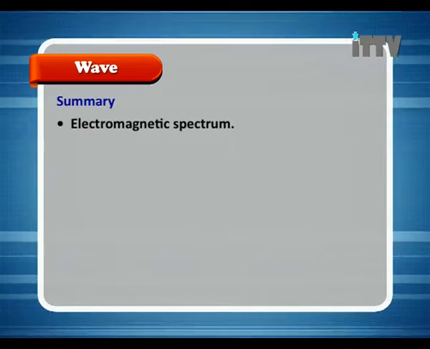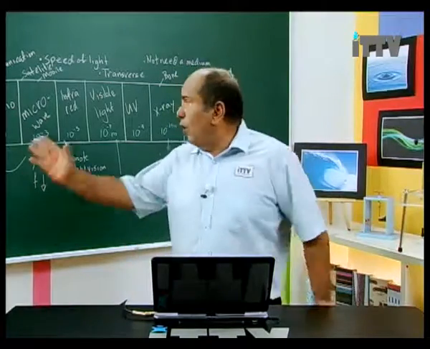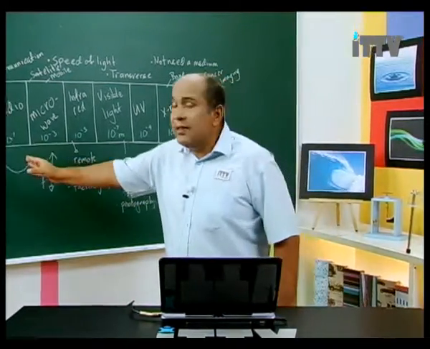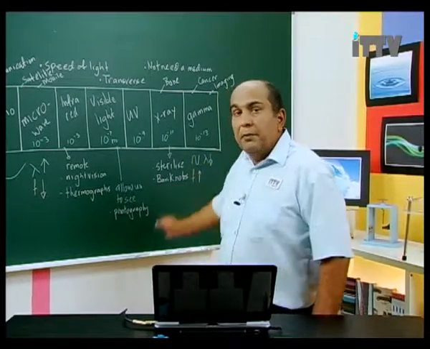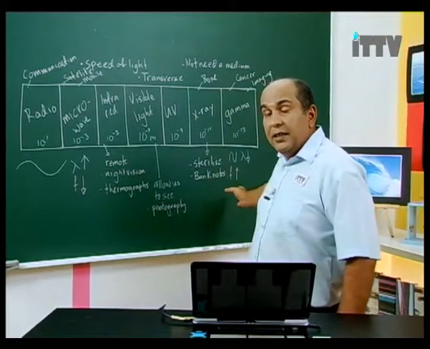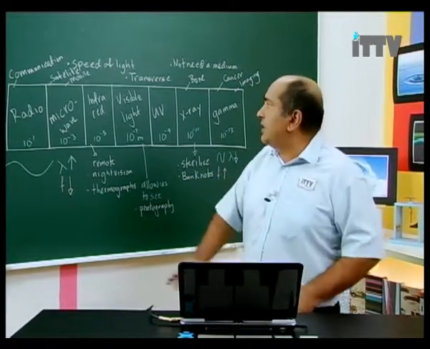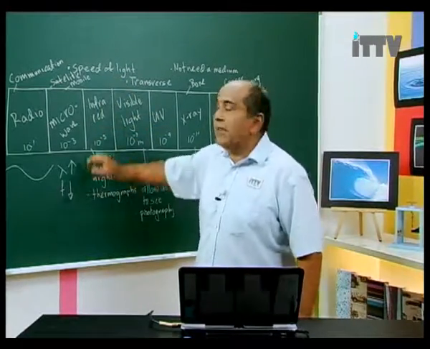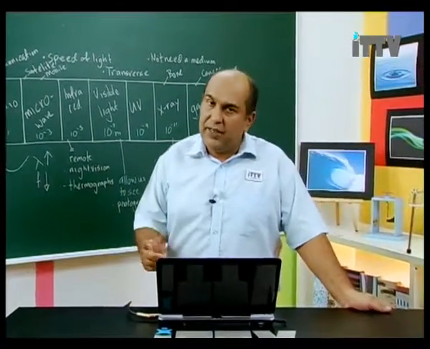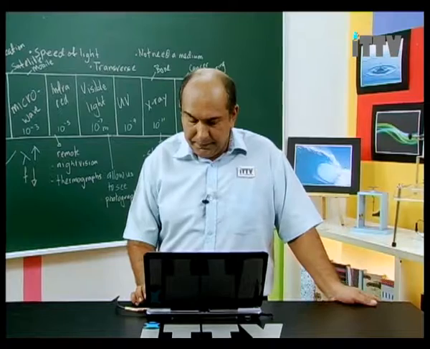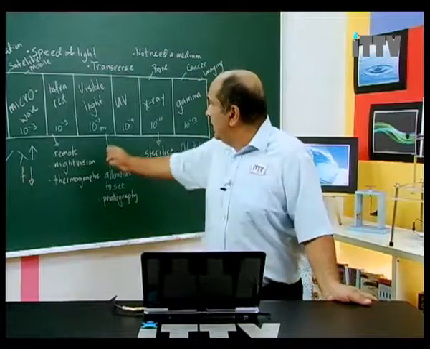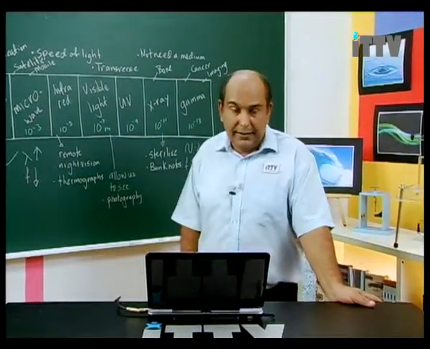Summary: electromagnetic spectrum. Make sure you know all the waves in the spectrum. Make sure you know the gradual change in wavelength. Wavelength decreases. Make sure you know the gradual change in frequency. Frequency becomes higher. Make sure you know the common characteristics. They are all traveling at the speed of light, all transverse waves. They don't need a medium, and they transfer energy from one place to another. State that visible light is part of the electromagnetic spectrum. Right bang in the middle is our visible light.